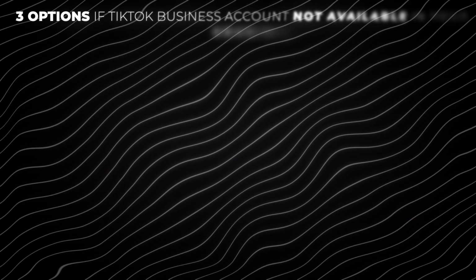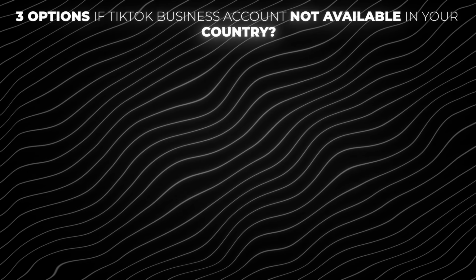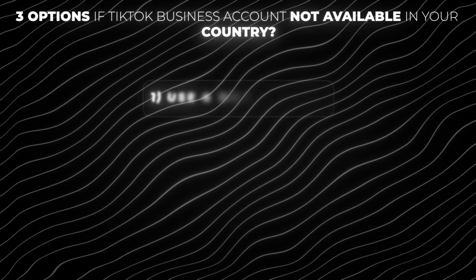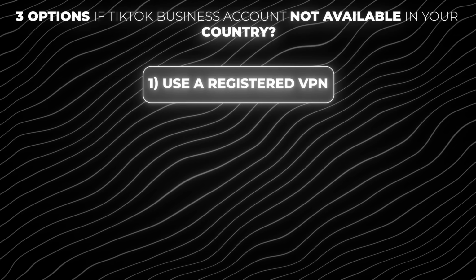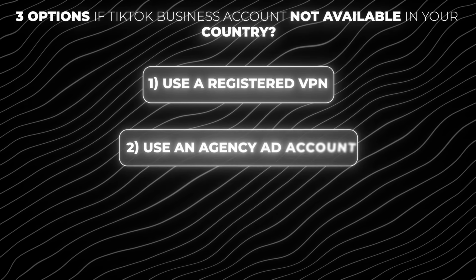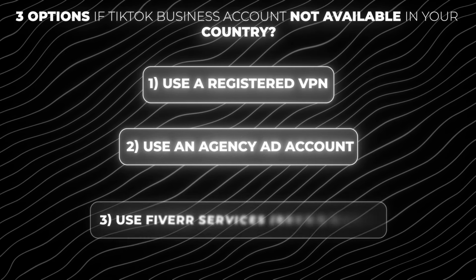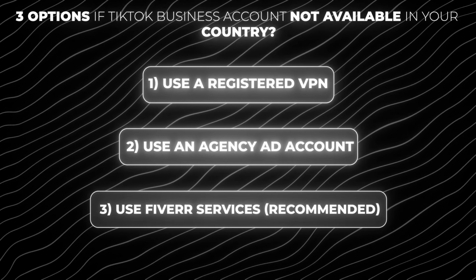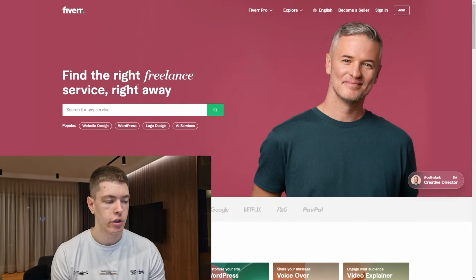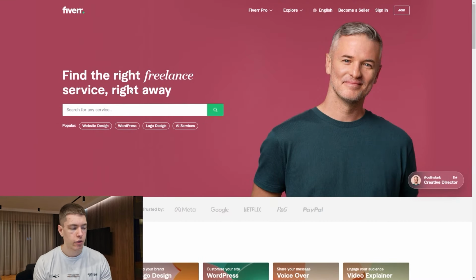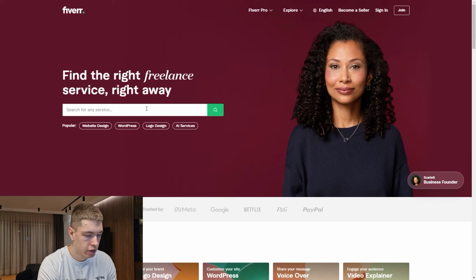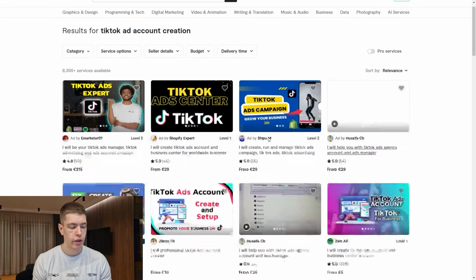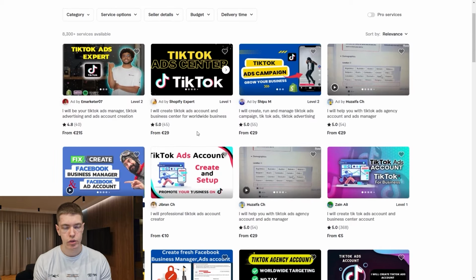If you guys live in a country where TikTok ads are not available, or let's say you live in Europe but you want to target the US, you can either use a VPN and your US company details to register an account. You can get an agency ad account, or you can also go to Fiverr and just find someone to set an account up for you. I think for most of you, the Fiverr option is going to be the best. I'll probably leave a link for that in the description as well, but you basically come in here and you type in TikTok ad account creation, and you basically find any one of these. As long as they have good reviews, you're good to go.